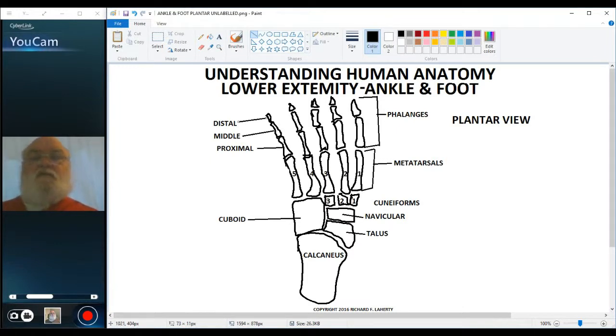That concludes discussions of the dorsal and plantar views of the bones of the foot and ankle. What I want to do in the next video is look at the ankle and foot as viewed from both the medial and lateral sides.